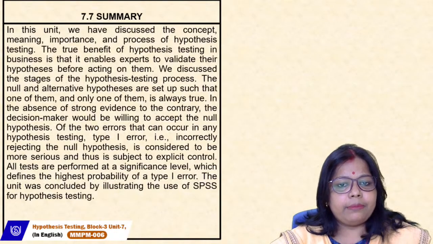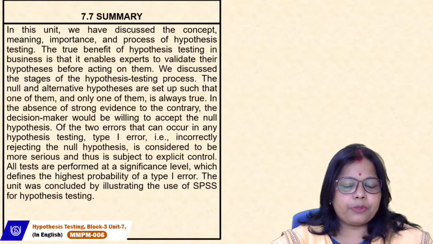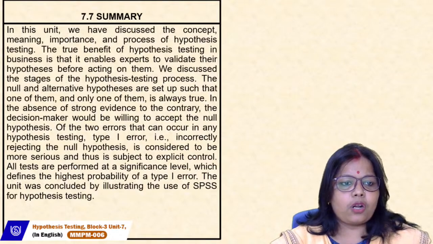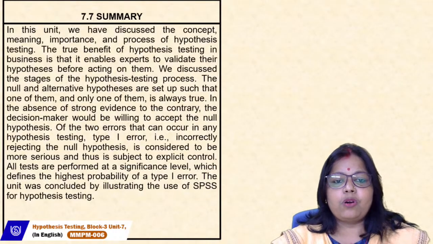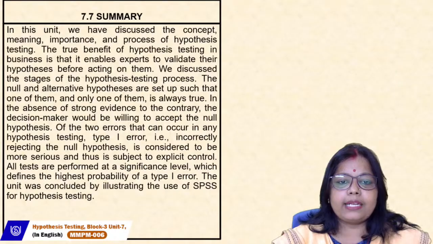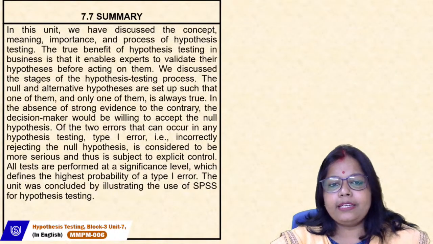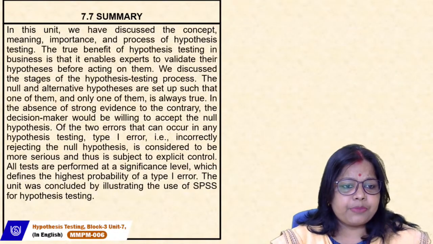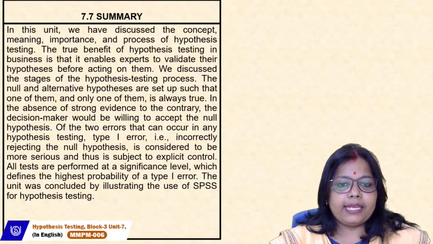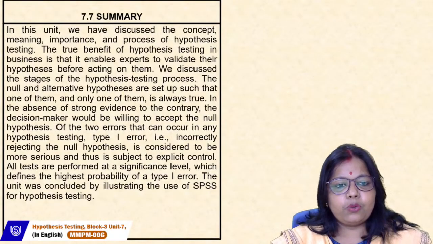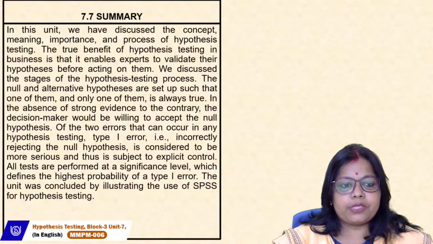And before acting on them, we discussed the stages of the hypothesis testing process. The null and alternative hypotheses are set up such that one of them, and only one of them, is always true, not that both will be true at a moment. As we said, it is two sides of the coin. In the absence of strong evidence to the contrary, the decision maker would not be willing to accept the null hypothesis.